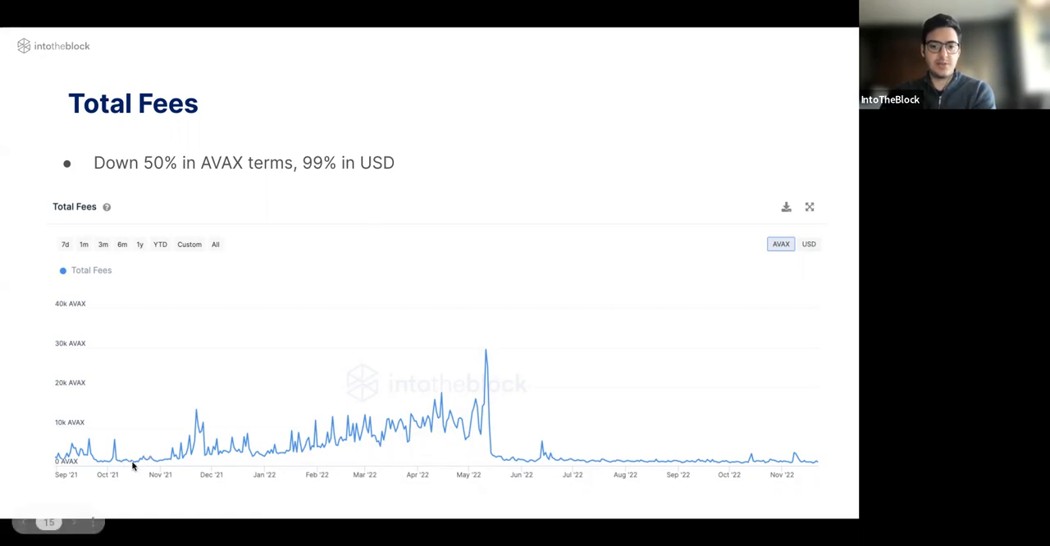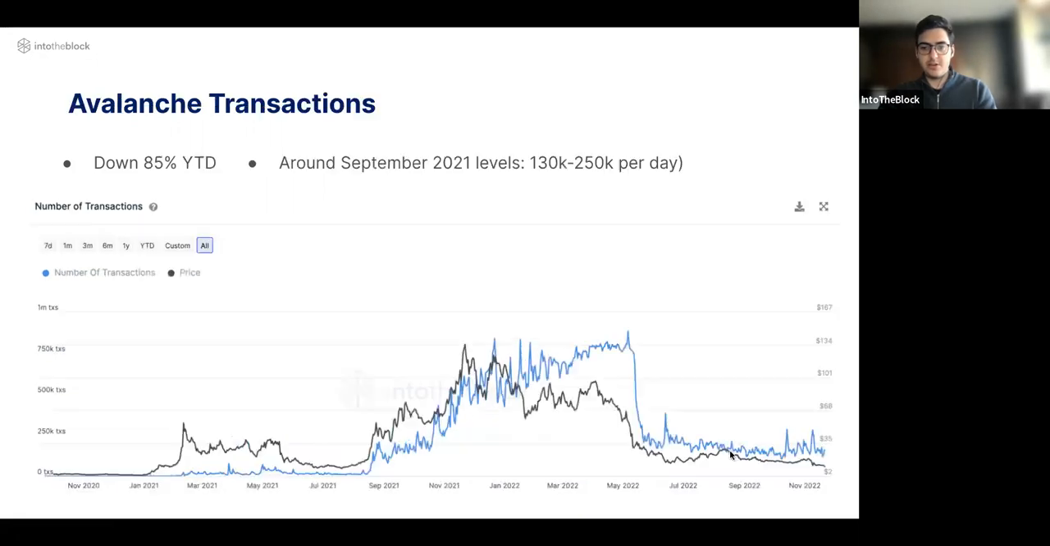And as we can see, it grew substantially following the incentive program. As the incentives carried on in Q1, they continued to increase, and then they plummeted in the second half of the year. In terms of Avalanche transactions, we see the same pattern. They're down 85% year to date. So somewhat, as I mentioned, less interest in using the blockchain.